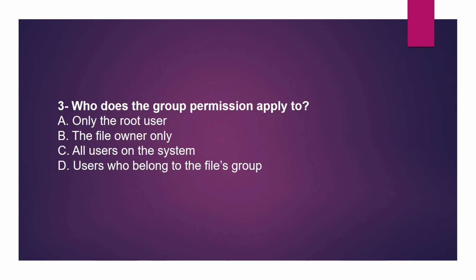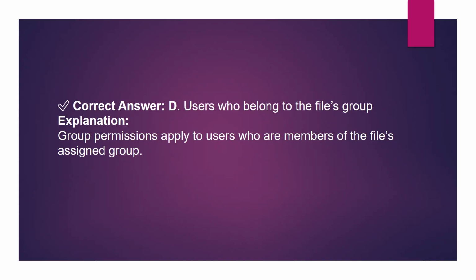Number 3. Who does the group permissions apply to? Correct answer is D. Users who belong to the file's group. Group permissions apply to users who are members of the file's assigned group.